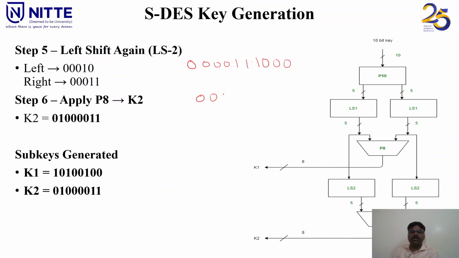So 0, 0, 0, 1, 0, then 1, 0, sorry, 1, 0, 0, 1. So this is what we are going to be getting.